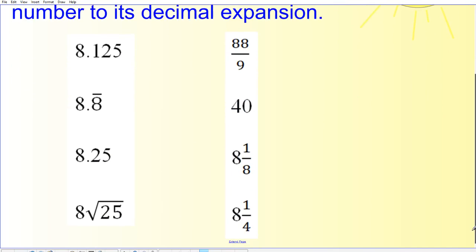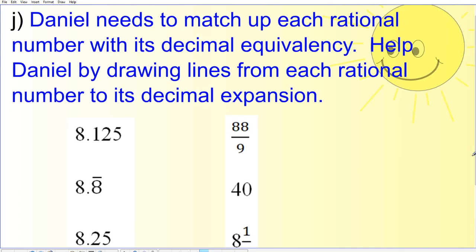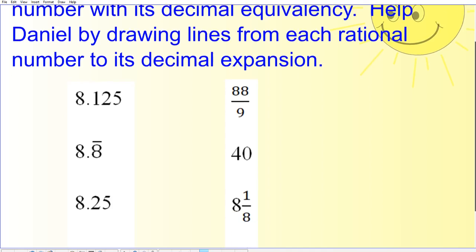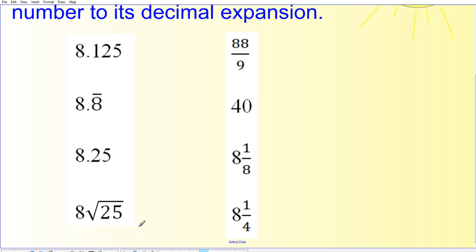Letter J says Daniel needs to match up each rational number with its decimal equivalency. Help Daniel by drawing lines from each rational number to its decimal expansion. Okay, so this is going to be a problem for you to do. You're going to match the numbers on the left with the corresponding value on the right. Which ones are equivalent? So go ahead, pause the video, try the problems on your own, match them up. When you're ready to continue or you get stuck, hit play, and we'll go through them together.